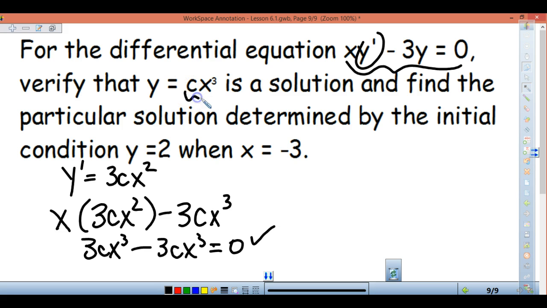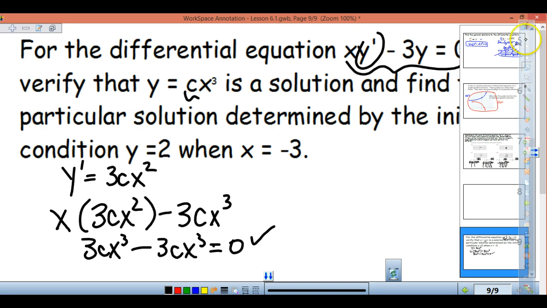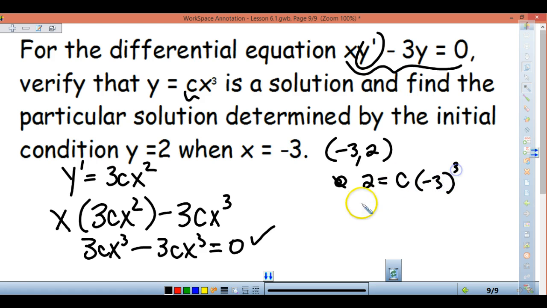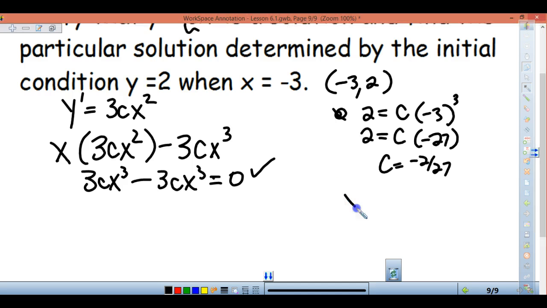So this is a general solution because it has a constant. The initial condition that we're given is that this passes through the point -3, 2. So we want to plug that into the equation. Where I see a y, I'm going to plug in a 2. And then x is -3. So -3 cubed is -27. So then c would have to be -2/27. So the particular solution then would be y equals -2/27 x³.